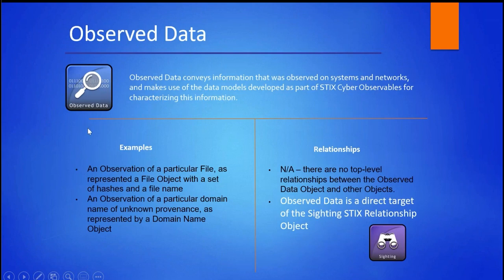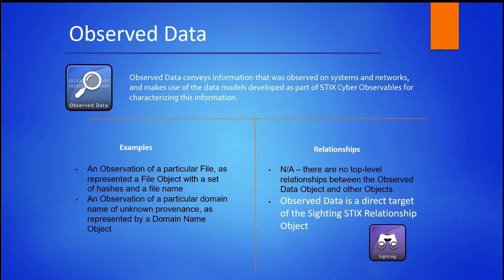Yeah, so moving on here to your earlier question about sightings. There's no top level relationship between the observed data object and other data objects. It has a direct relationship with the sighting STIX relationship object. So what it does is it conveys information that allows us to quantify the number of sightings.